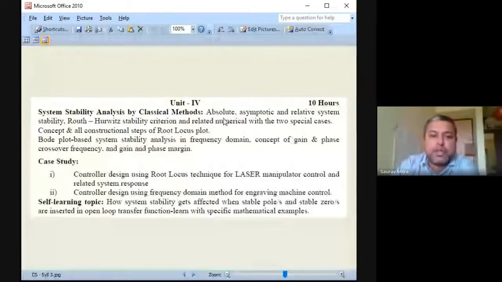So first part is absolute asymptotic, absolute stability analysis by classical method. We have already seen that. We have seen that if all the poles are in the left hand side of S plane, in that case the system is stable. As the poles are shifting towards right, the system is getting unstable, and as the poles are shifting towards the left side of S plane, the system is getting more stable.